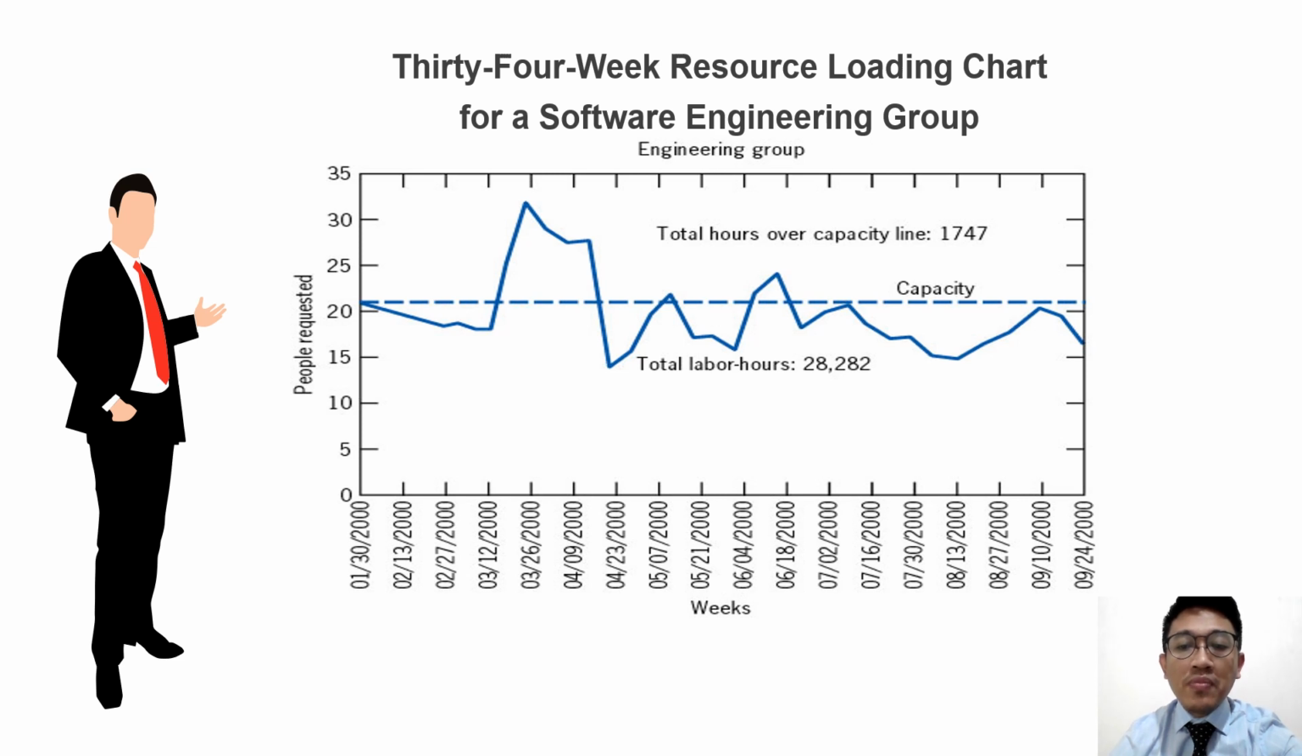Managing this is crucial to avoid burnout or inefficiency. It highlights the need for resource optimizing strategies like redistributing tasks or adjusting schedules, ensuring a balanced workload and optimal performance across the 34-week timeline.